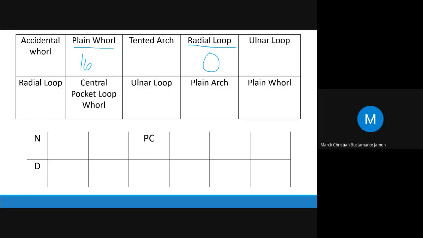Yung radial loop din po ng finger number 6, sir. 0. 0 din. Yes, sir. Pati yung ulnar loop, sir, 0 po. Ay, 0 din daw. Okay. Yung plain whorl, sir, 1. 1. Yes, sir. Ilan lahat yan? 17, sir, plus yung arbitrary, yung sa 1 plus 1, sir. Ilan yun? 17, sir.